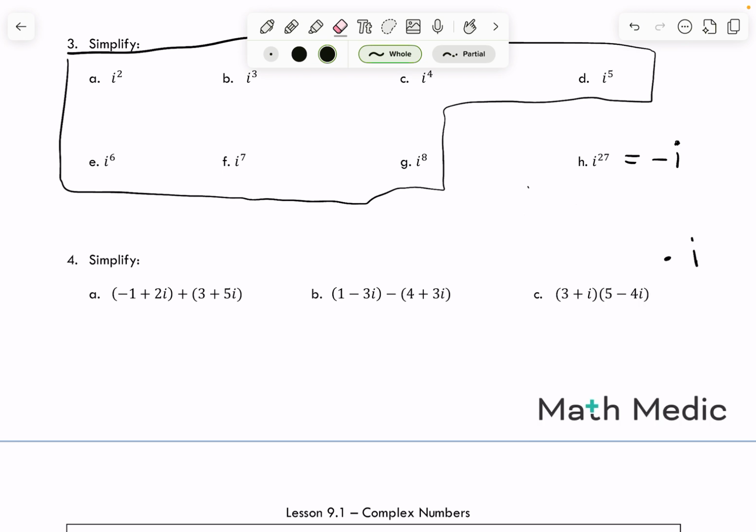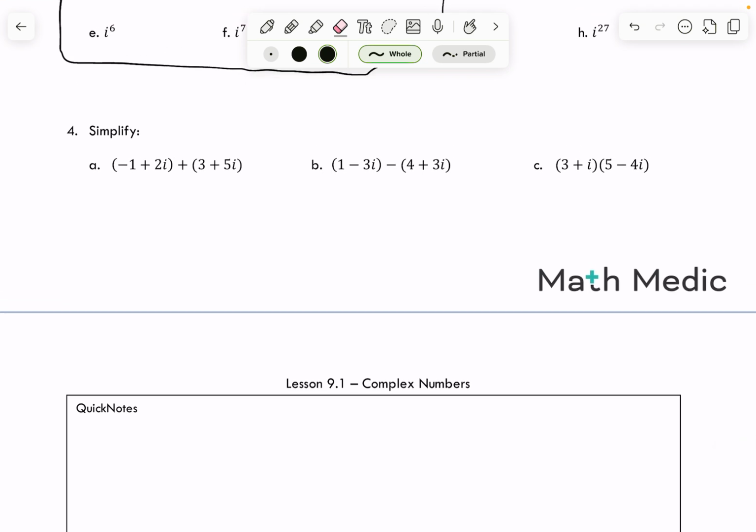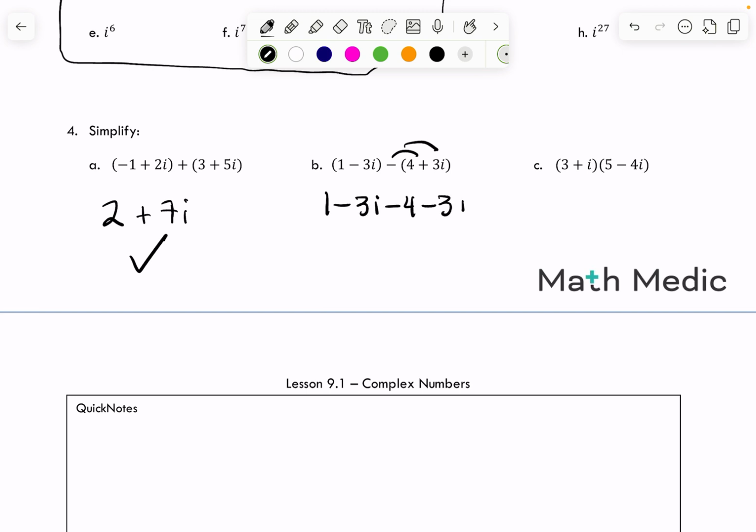All right. So next, we have the operations, which we did on the top, but this time instead of x, we have i. So -1 plus 3, that's 2, everybody. 2i plus 5i, 7i. We are done. Pretty much treating i like x. Letter B, distribute. 1 minus 3i minus 4 minus 3i. 1 minus 4, -3. -3i minus 3i, -6i. We're done.